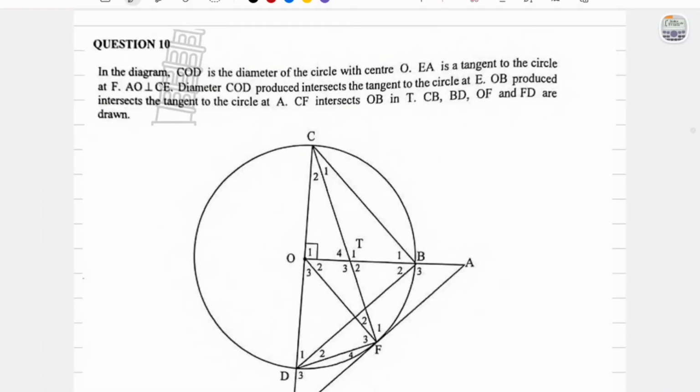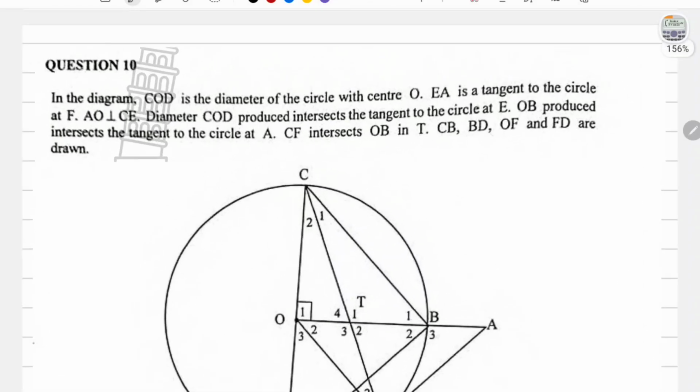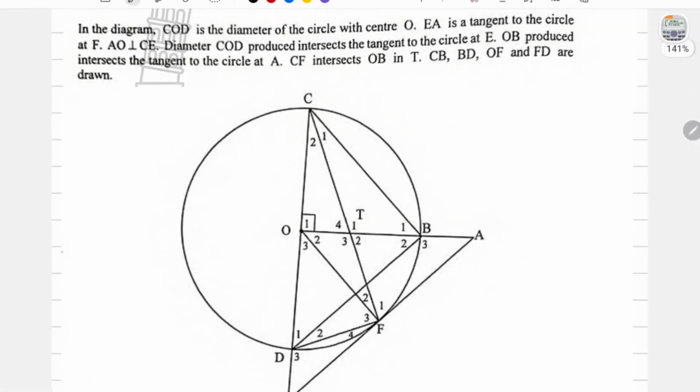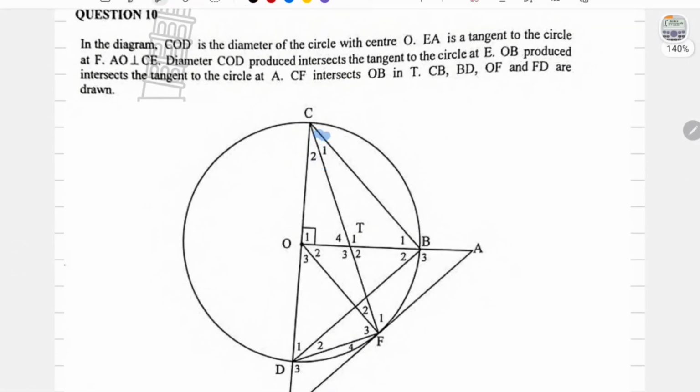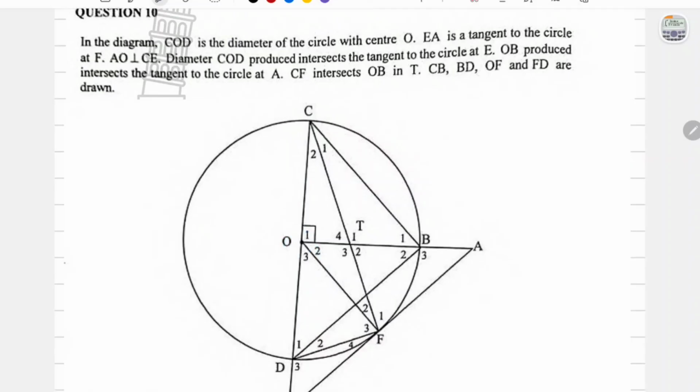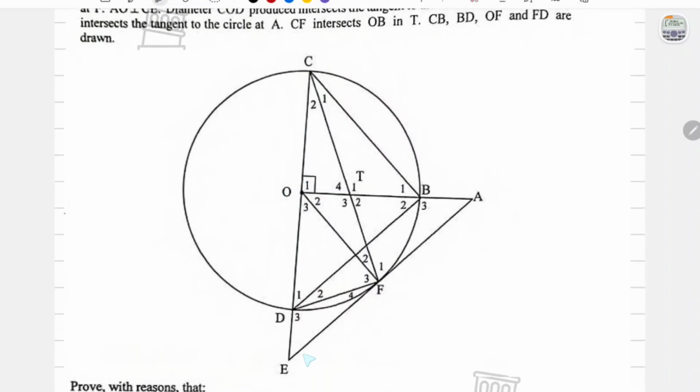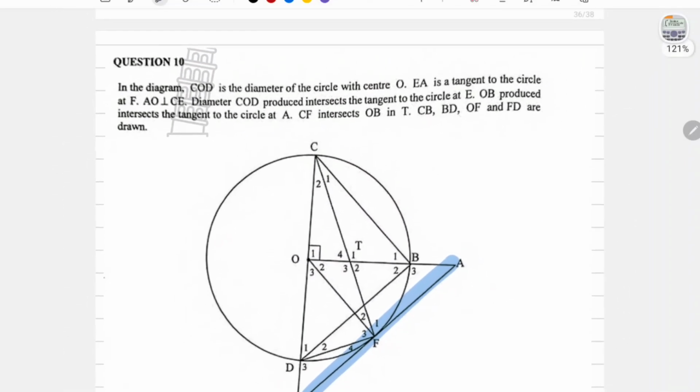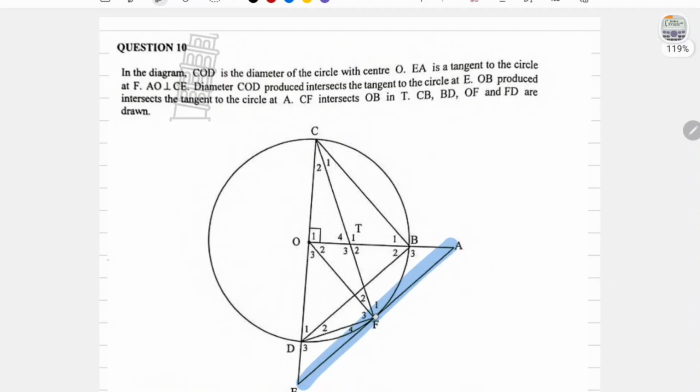Okay, so we are finally on question 10, which is the last question for this paper. Question 10 says, in the diagram, COD is a diameter of the circle with the center O. Then we are told that EA is a tangent to the circle at F. So that is very important.